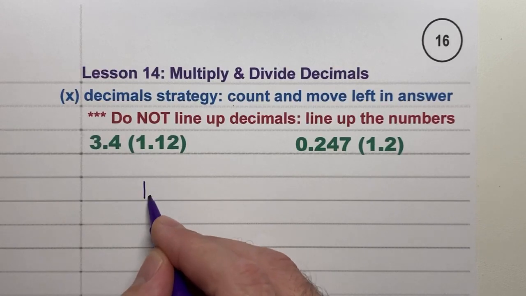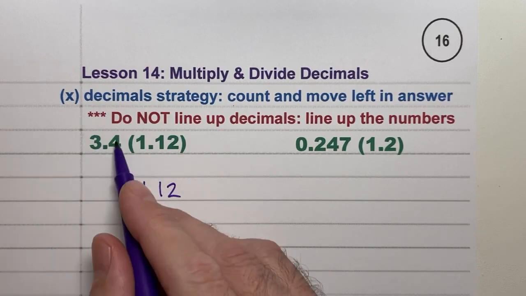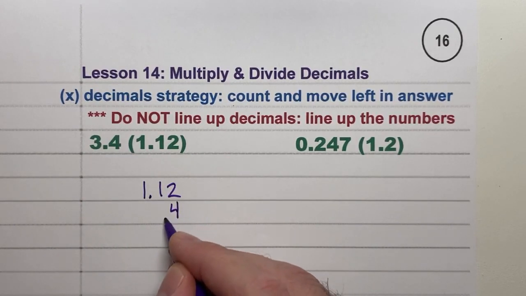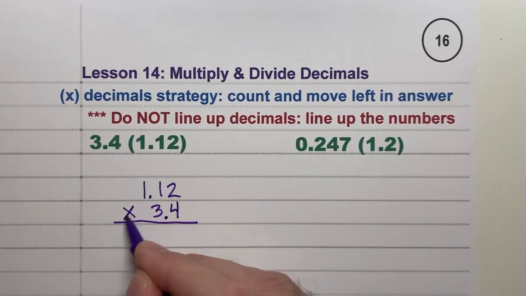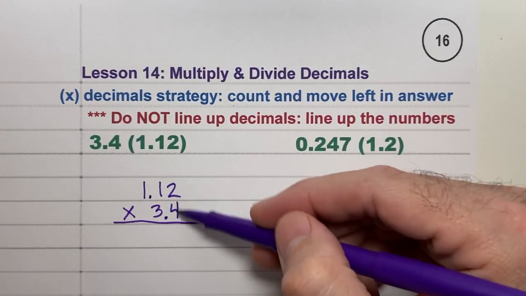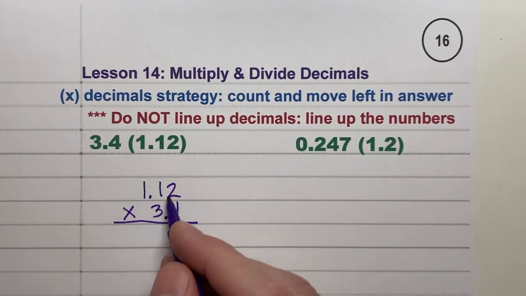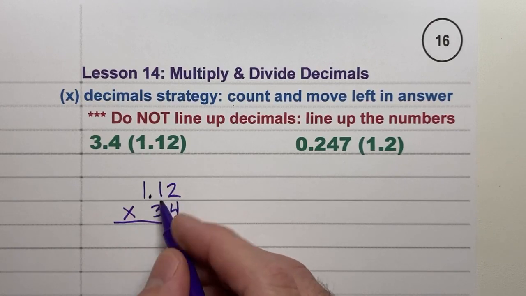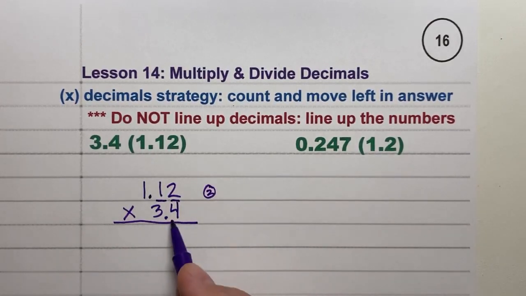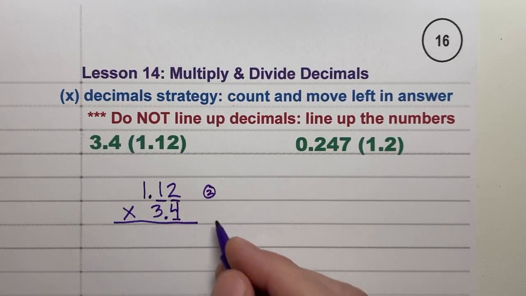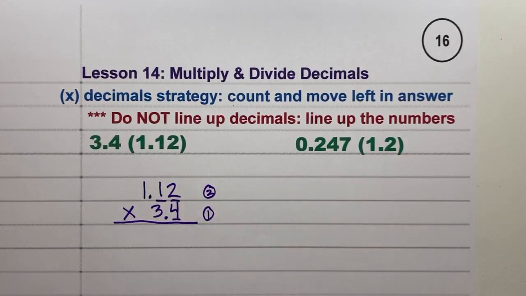So we've got 1 decimal 12, and then we've got 4 decimal 3. We're just going to line the numbers up to the right, and then count the place values. In the top number we have 2 place values, and down below we have 1 more place value. We'll put that off to the side for right now.